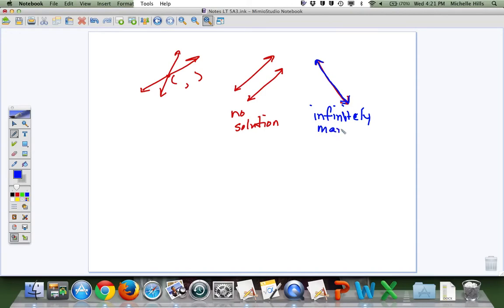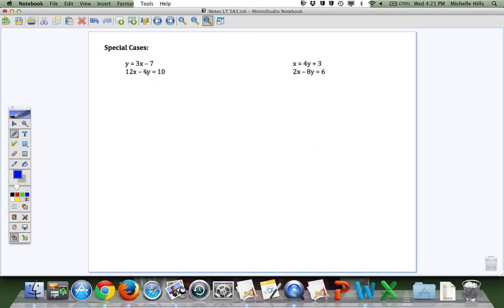Infinitely many solutions. The same thing can happen when we're solving them. The vast majority of the time, you're going to get a single point of intersection. But notice what happens when we go to solve this one.